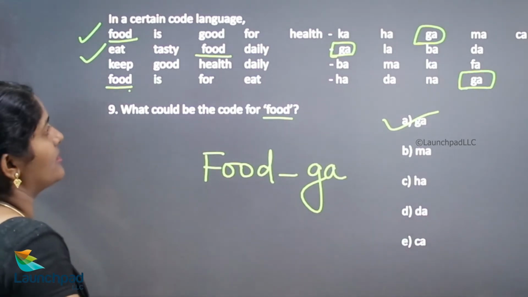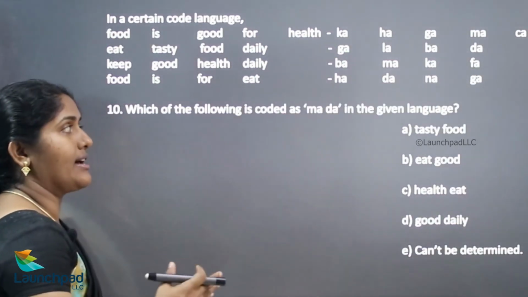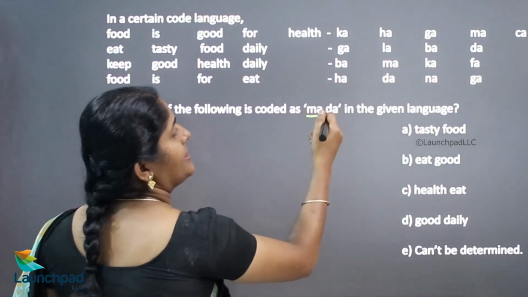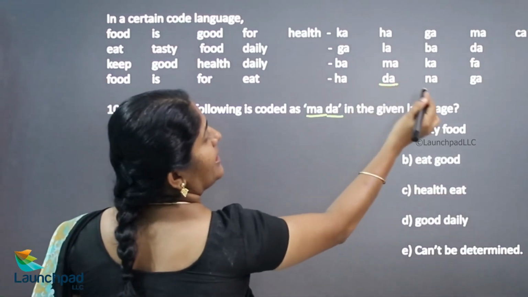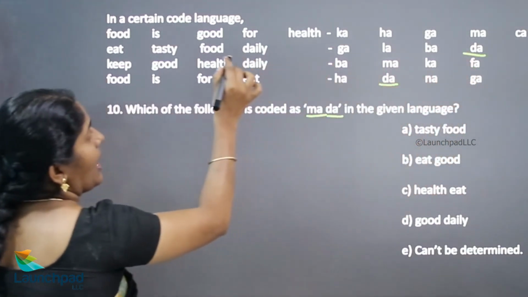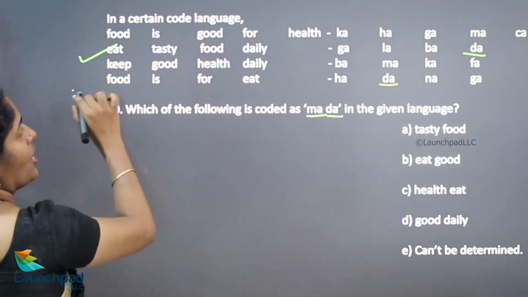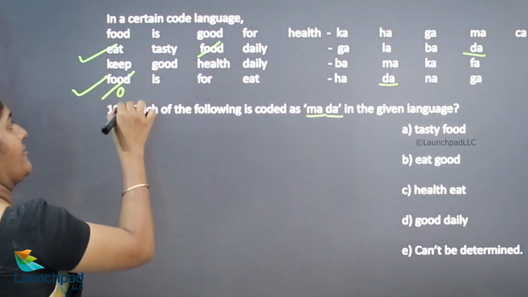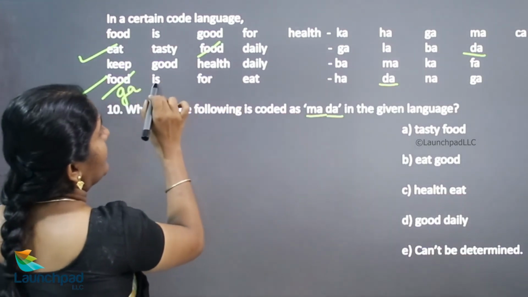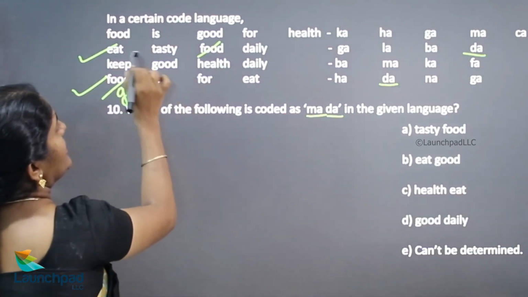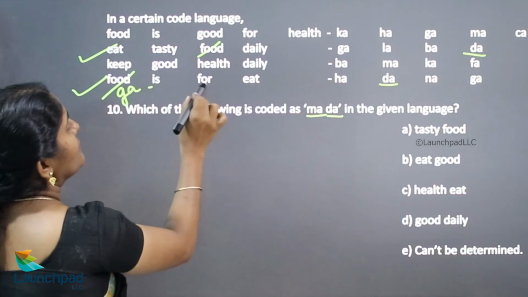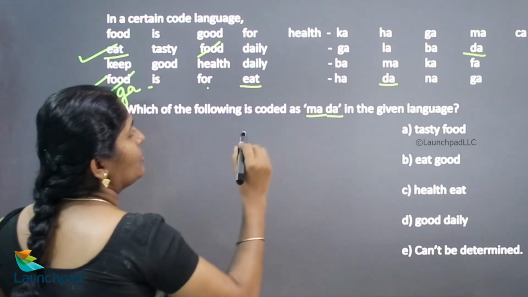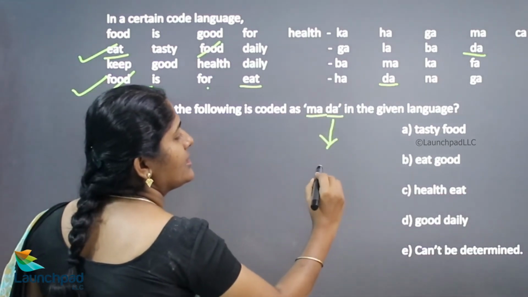Okay, now your next question is, which of the following is coded as MATA in the given language? So MA and TA. Where is TA available here? Here TA and here TA. According to this TA, which word is common here? Food. Already we know that the code for food is GA. After that, DA: eat tasty daily and is for eat. So eat is the common word. According to DA, the word is eat.